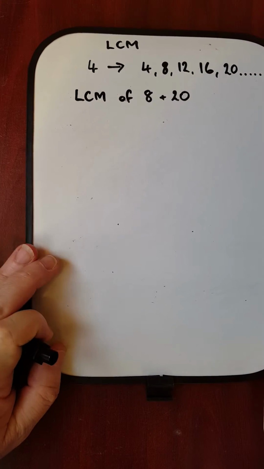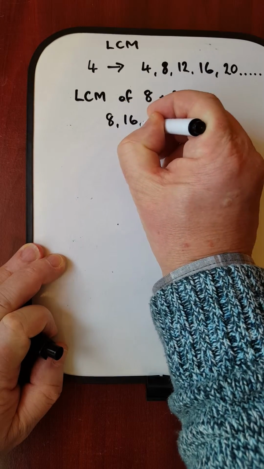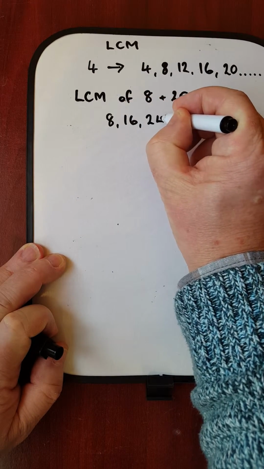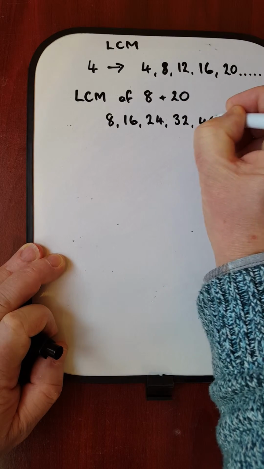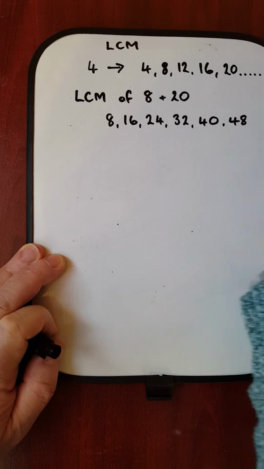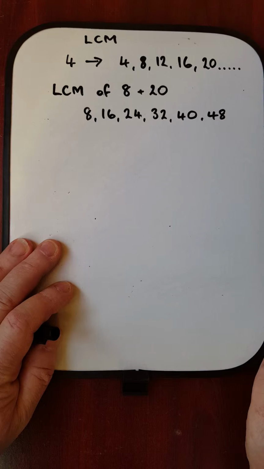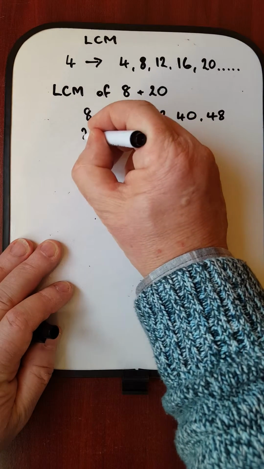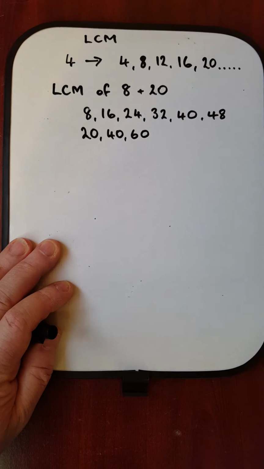So what you do for this one is you start writing out your 8 times table. How much of it you write out, well, it's up to you really. I would do 4 or 5 or 6, and I wouldn't do any more unless I really had to. So that's the first set of multiples of 8. And the multiples of 20, 20, 40, 60, and so on.